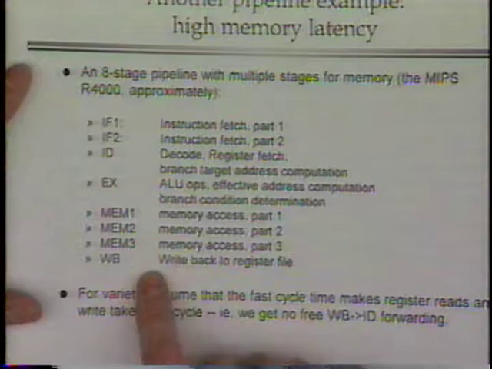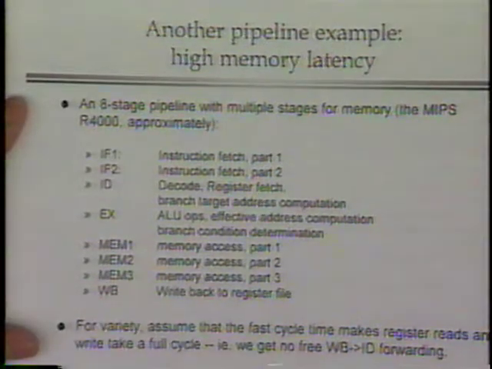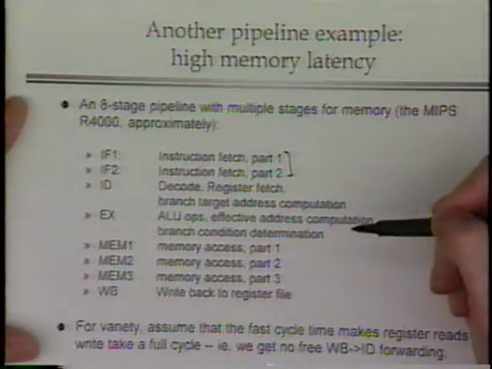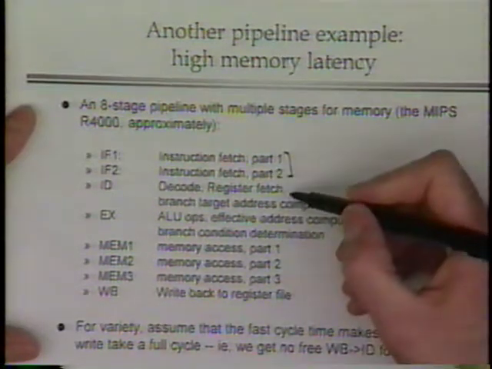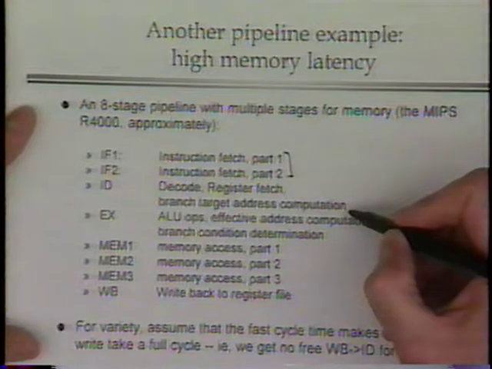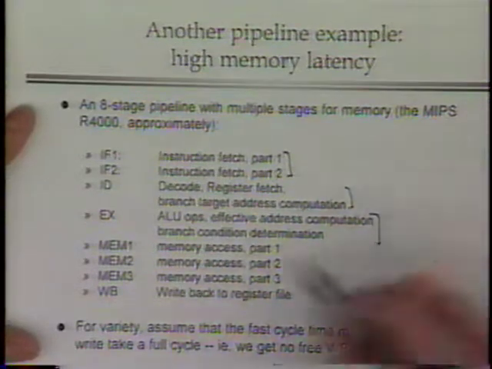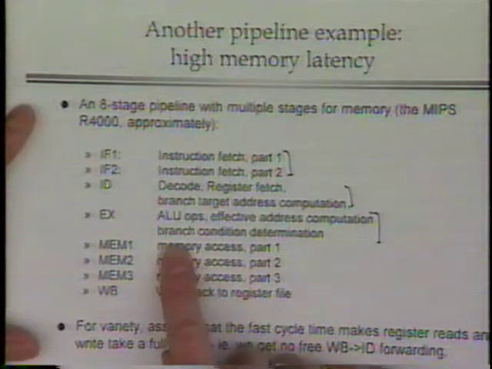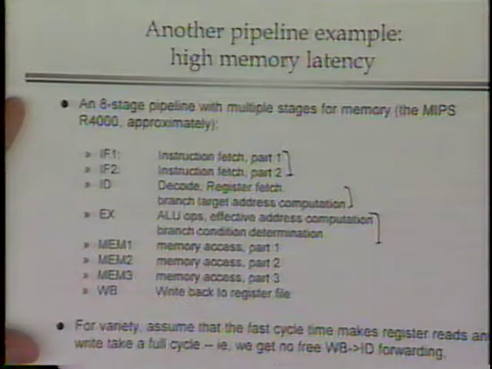This is an 8-stage pipeline. Basically, the idea is that it's the same kind of pipeline, except now memory operations are slower. So rather than an instruction fetch taking 1 cycle, an instruction fetch now takes 2 cycles. We do the standard kind of instruction decode and register fetch in the following cycle. And let's say that, in fact, we can do branch target address computation in the ID stage. The execute stage does ALU ops. It does effective address computation for data memory operations later. But let's assume that in this case, the branch condition determination is more complicated than in DLX. And it doesn't come out until the execute stage.